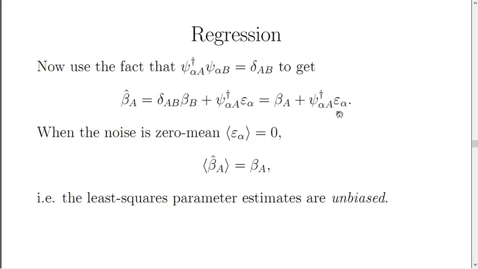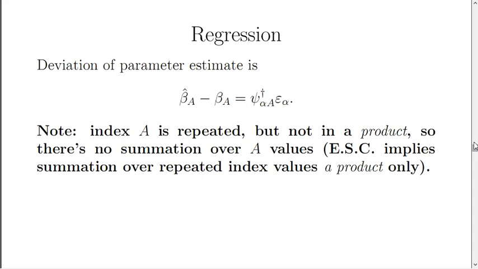When the noise is zero mean, so its expected value is 0, that's one of the assumptions of least squares regression, by the way, that means that the expected value of this inner product is 0. So the expected value of the parameter estimate is equal to the true value of the parameter. That's the definition of an estimate being unbiased. So we have the result that least squares parameter estimates are unbiased estimates. And that's a good thing.